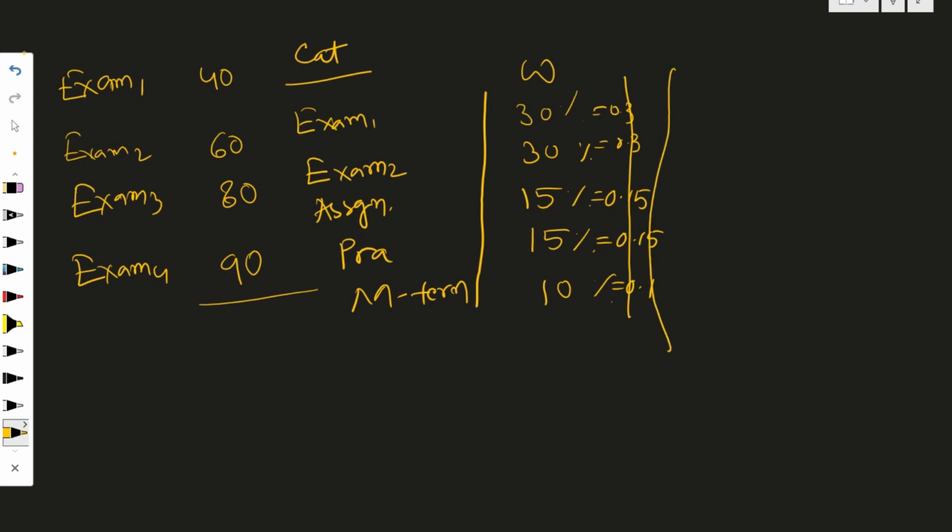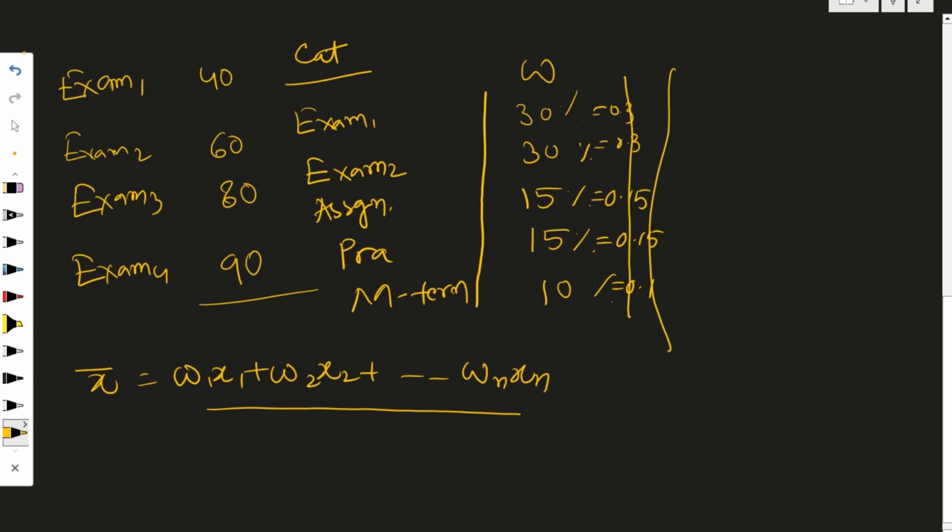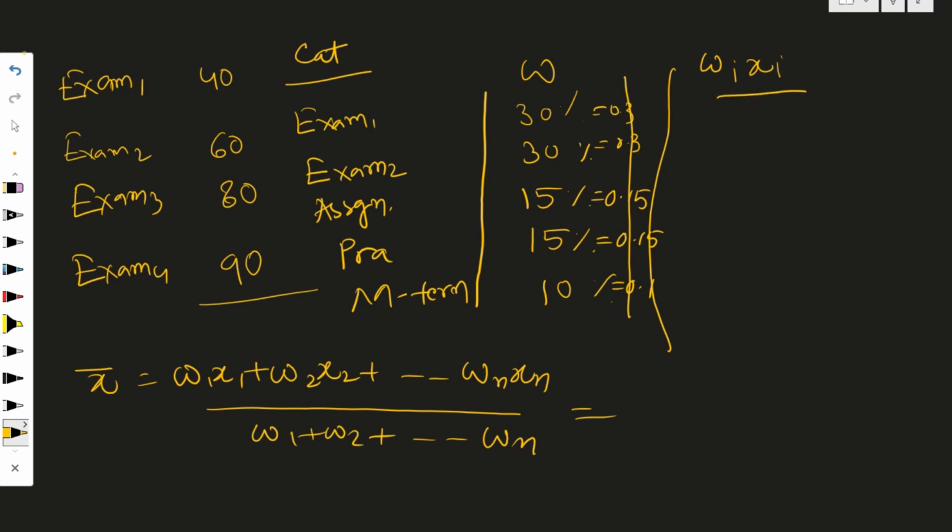Now the formula for the weighted mean is W1 x1 plus W2 x2 until Wn xn, divided by all the weights, W1 plus W2 plus until Wn. So in this case, how are we going to get Wi into Xi? So 30%. We have not mentioned the marks yet.